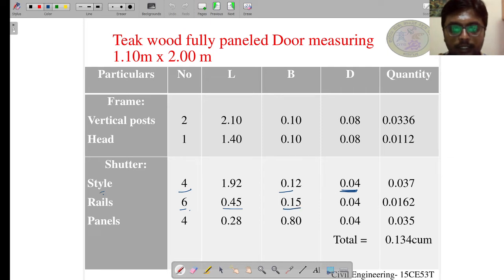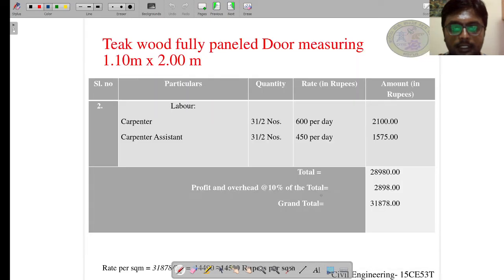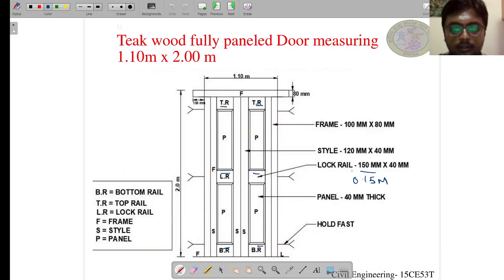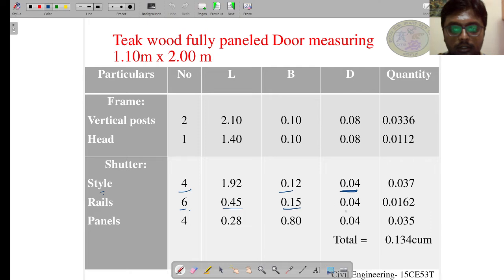So we have breadth entered as 0.5 mm and the depth same as the lock rail, stile and panel. As you can observe, the depth of the shutter is same and the depth of the frame is same. So I will enter the depth of the rail as 0.04 meter.